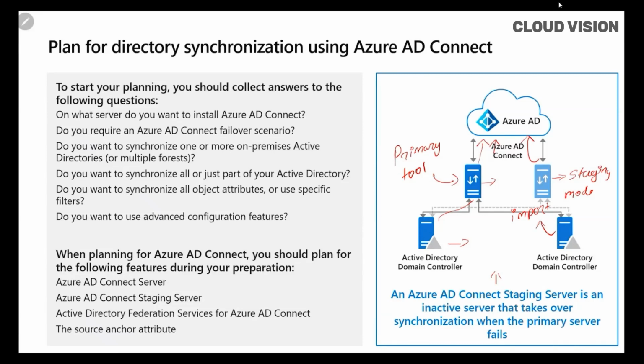So when your primary tool goes down, you can disable the staging mode on the backup server, and this will take over the communication and make sure whatever changes you're making in your on-premise are synchronized to the cloud. So as you can see, the Azure AD Connect staging server is an inactive server that takes over the synchronization whenever the primary server fails.